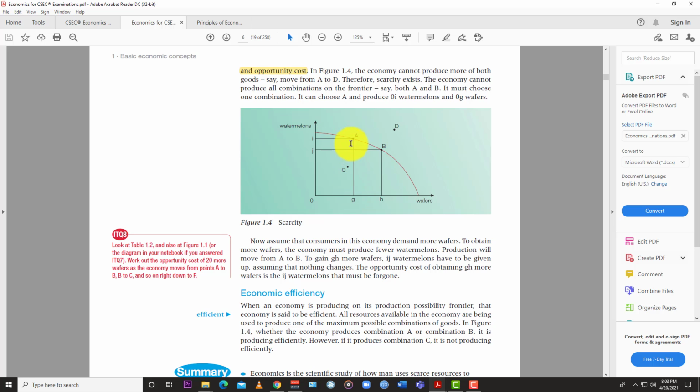In order to produce at B, you have to give up some of your watermelons at J, and then you obtain the wafers at H. So you can see the opportunity cost come into play. You're giving up some of your watermelons in order to produce more of your wafers.